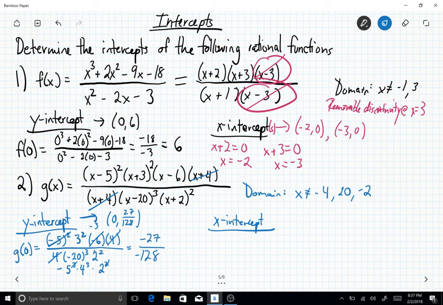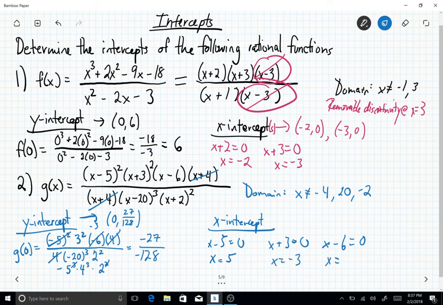So really all we do is set x minus 5 squared equal to 0. But notice the square doesn't matter, so you just go x minus 5 equals 0. And then you have x plus 3 equals 0. We aren't worried about discontinuities or anything like that in terms of what type, so that's why we can toss away the squares and things of that nature. So you get x equals 5, and then x equals negative 3, and then x equals 6.